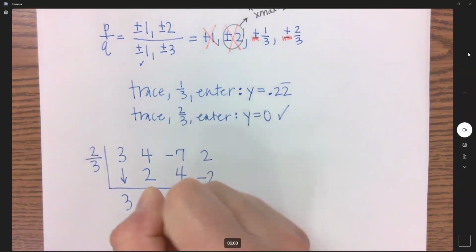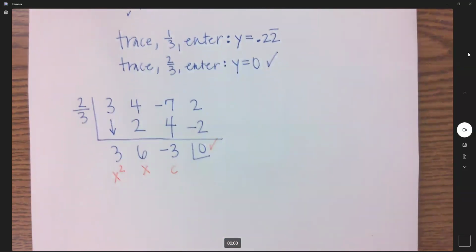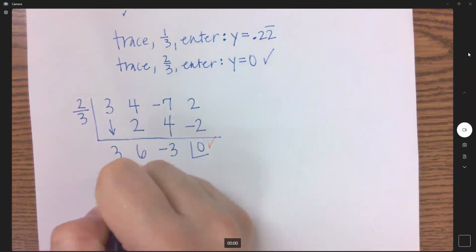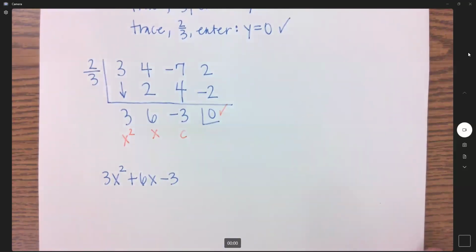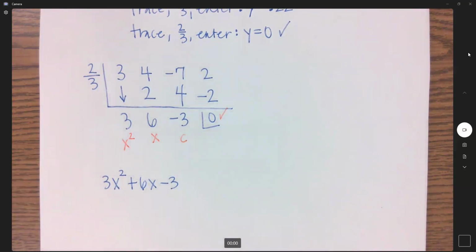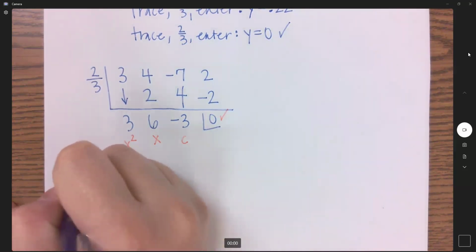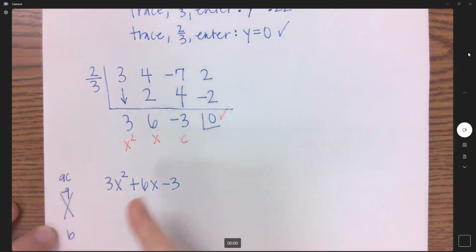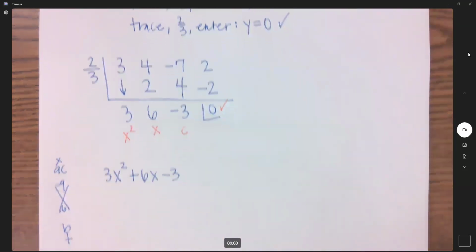So here's my constant, my x, and my x squared. So what I have left is 3x squared plus 6x minus 3. I can't use the square root method. So let's try factoring. My a times c is 3 times -3, and my b is 6. What adds up to 6, but multiplies to -9?